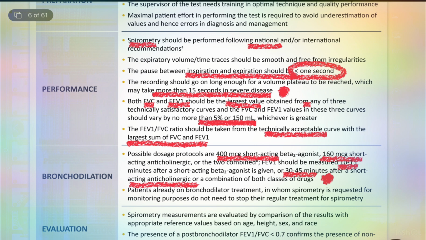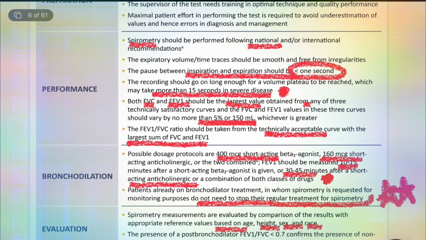Then they are telling patients already on bronchodilator treatment in whom spirometry is requested for monitoring purposes do not need to stop their regular treatment for spirometry. Very, very important part, because we used to withhold it in the case of asthma patients. And about the evaluation, they are telling spirometry measurements are evaluated by comparison of the result with appropriate reference values based on age, height, sex, and race.